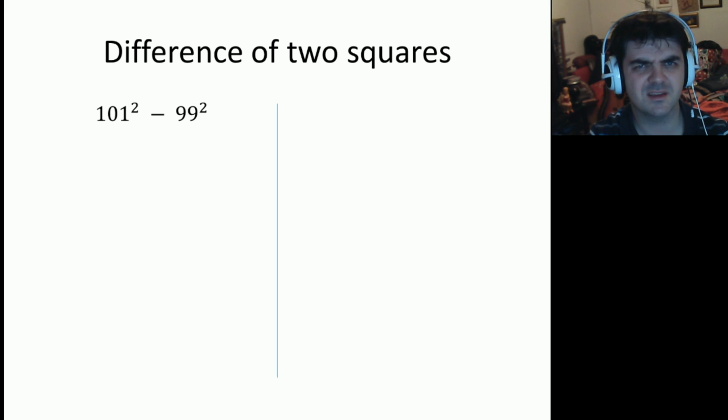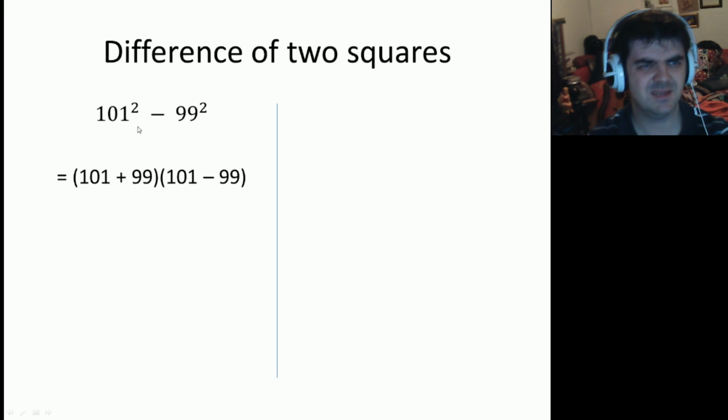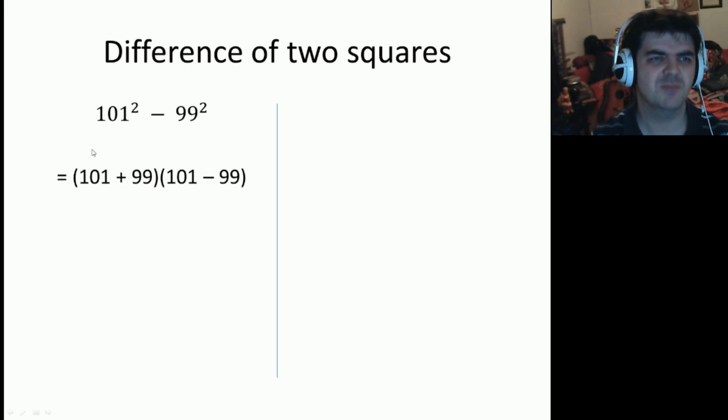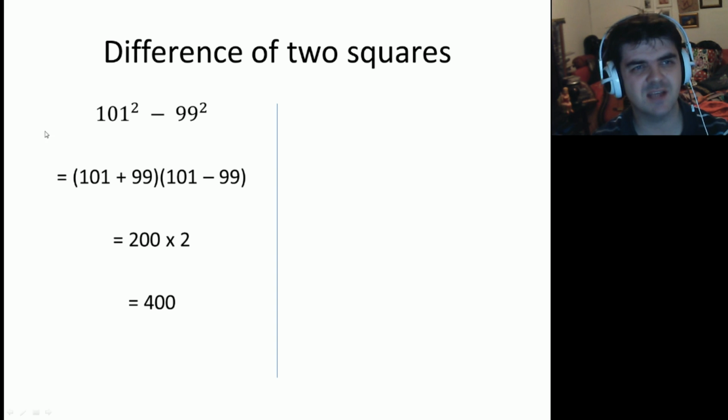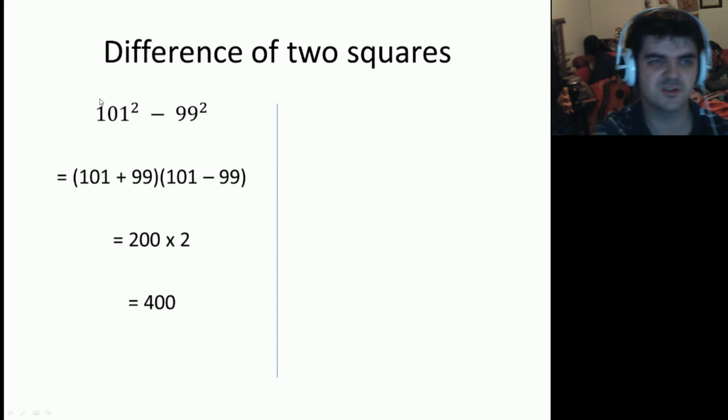What if we do something like this? 101 squared minus 99 squared? Well, again, you can apply the same thing to it. There's no x in it, but you could do 101 plus 99 and 101 minus 99. That's 200 times 2, which is 400. They might give you that in a non-calculator exam. Towards the end, certainly, it was one of the harder questions, but they're asking you to use your knowledge of the difference of two squares to help solve that. So it's where you've got one term squared and another term squared there, and you'd get the answer.